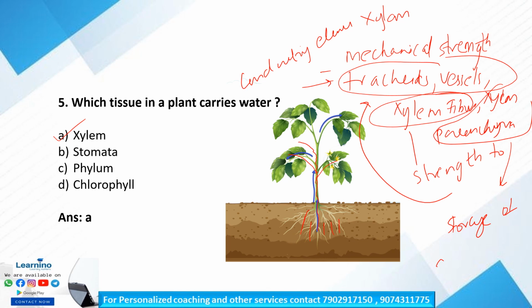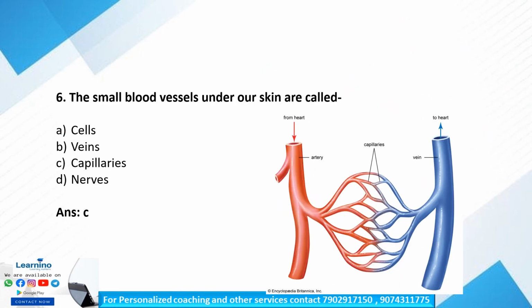So what is the part of the plant that carries water and minerals? It is option A, xylem. Okay, the tissue that carries the water and minerals in the plant is called xylem. Is it clear? So next question, question number 6.